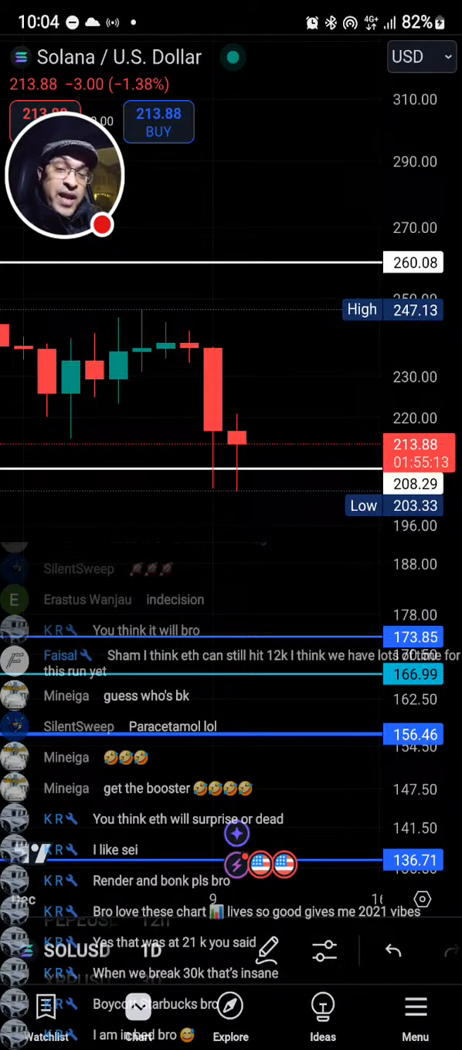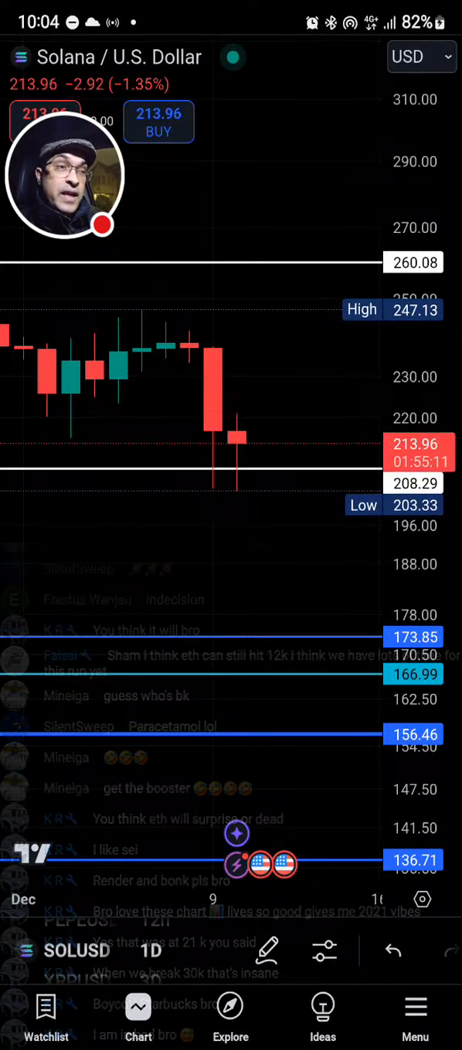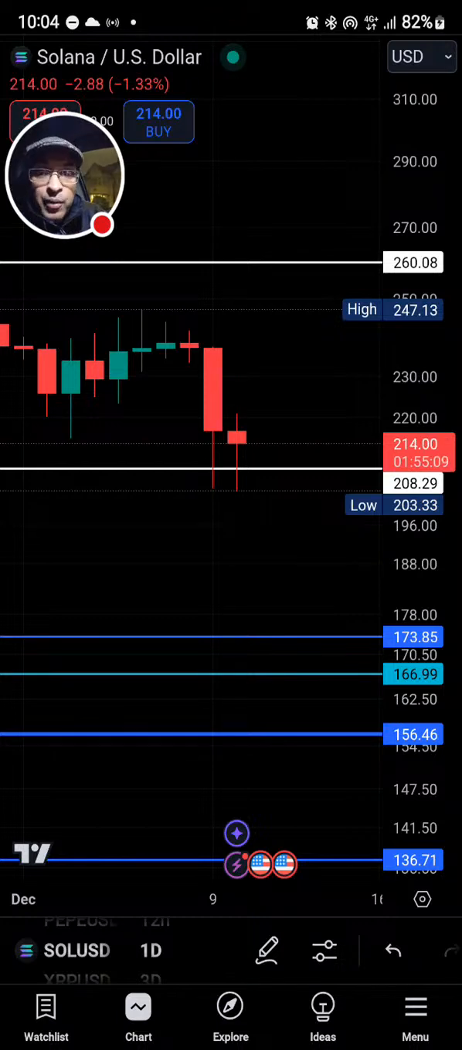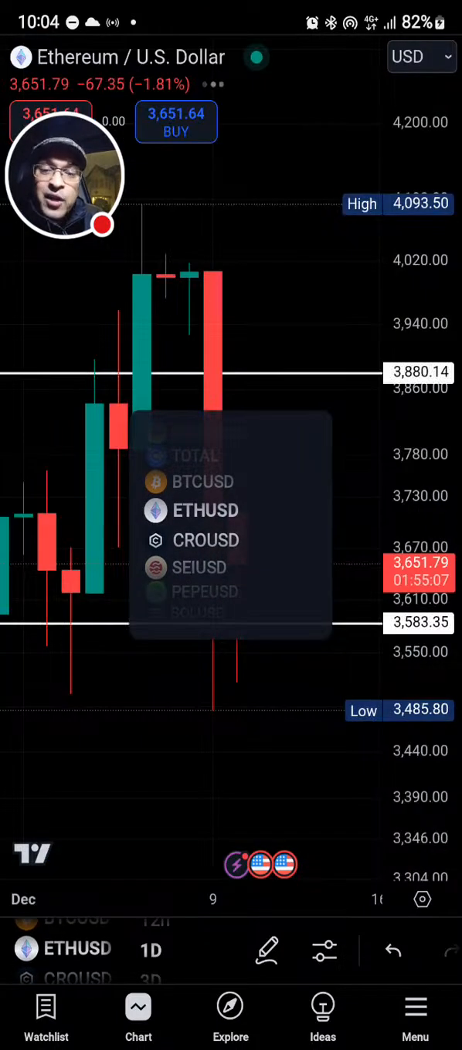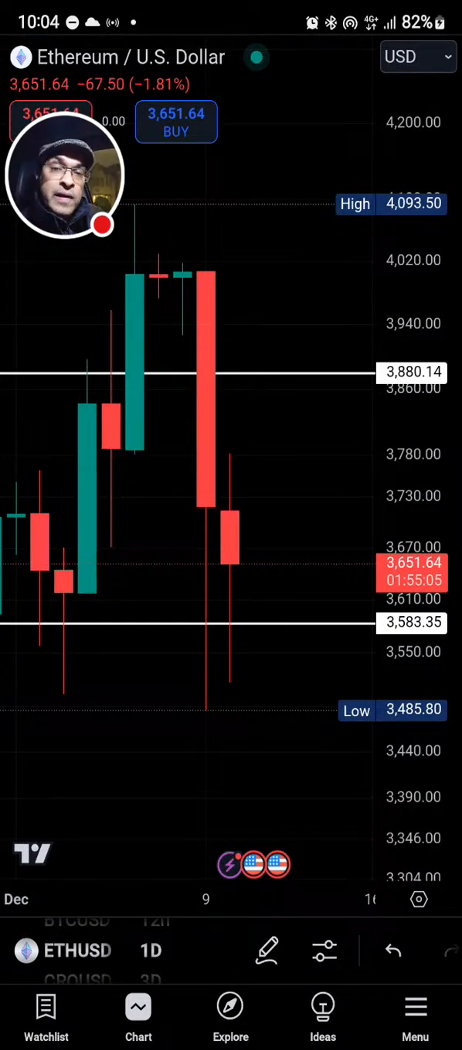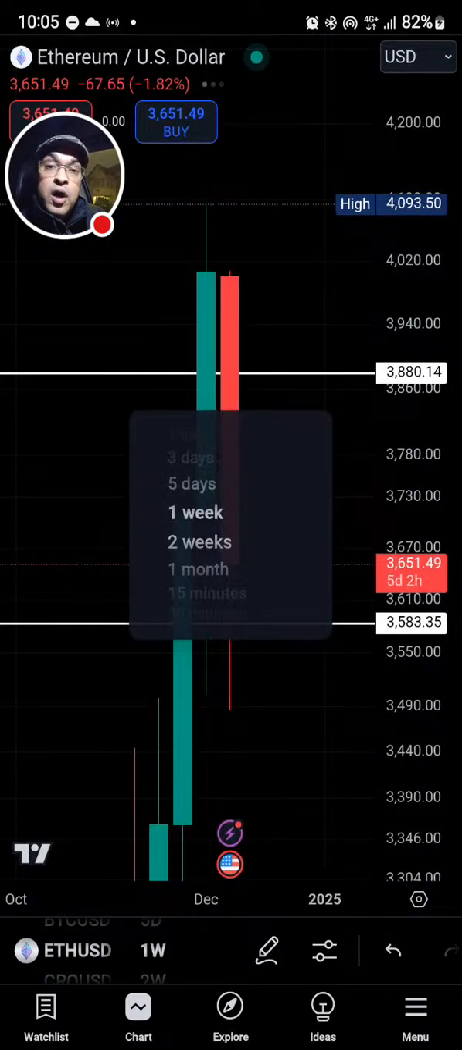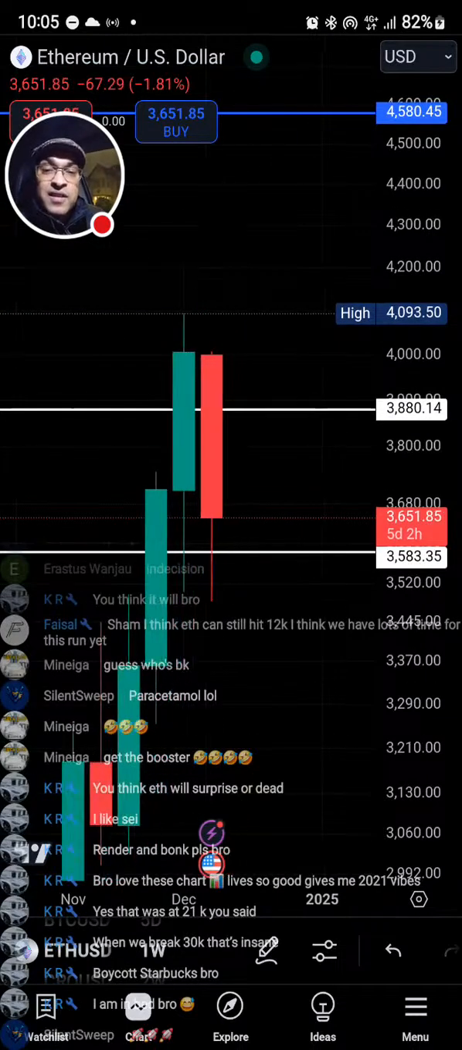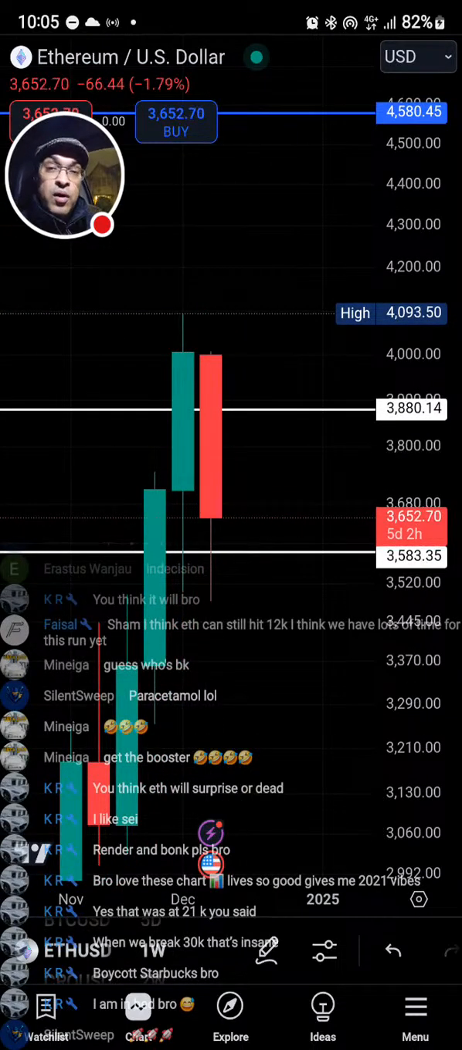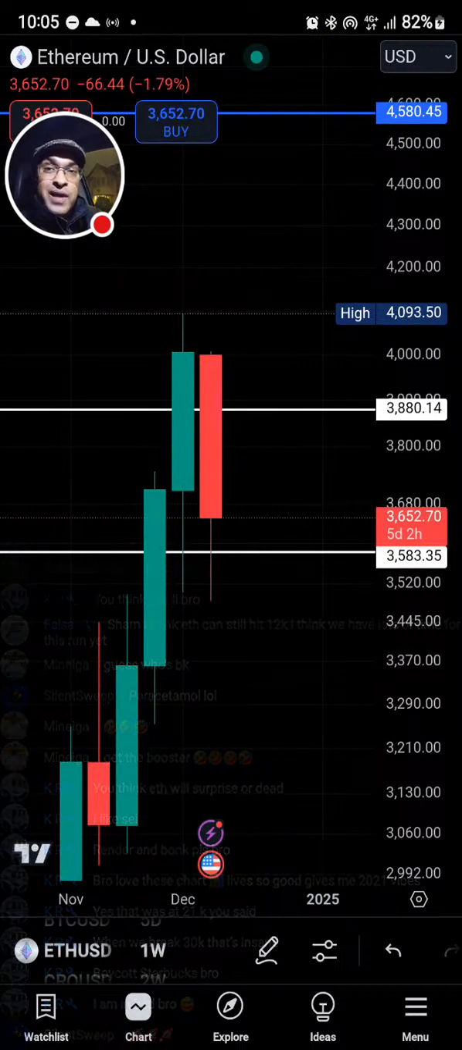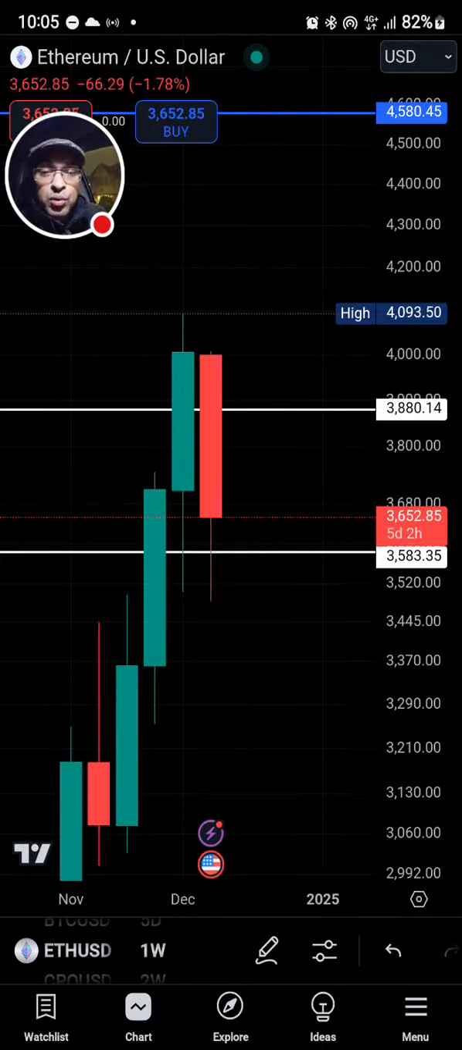Eth, so Chaos is asking, will Eth surprise or dead? I don't know, but so far, I can only go by what I see on the chart. This is kind of following BTC. It's disappointing, that's for sure. But when we move up to a higher time frame, we can see certain things. On this weekly, Eth is not good. Eth does not show any strength at all on this weekly.